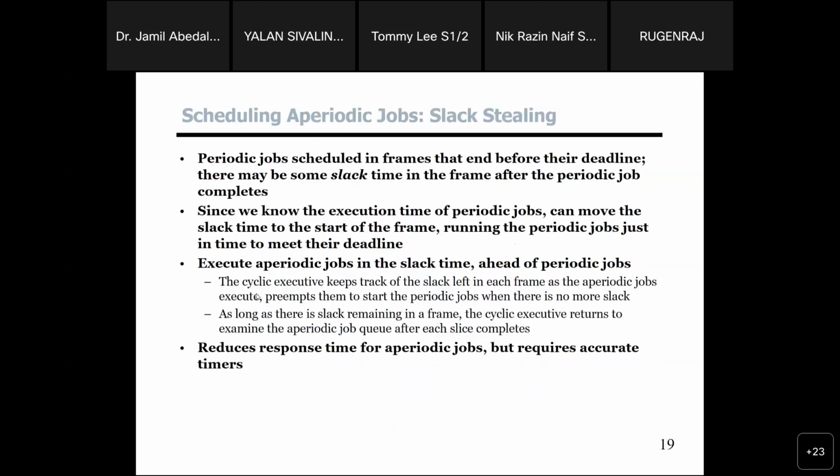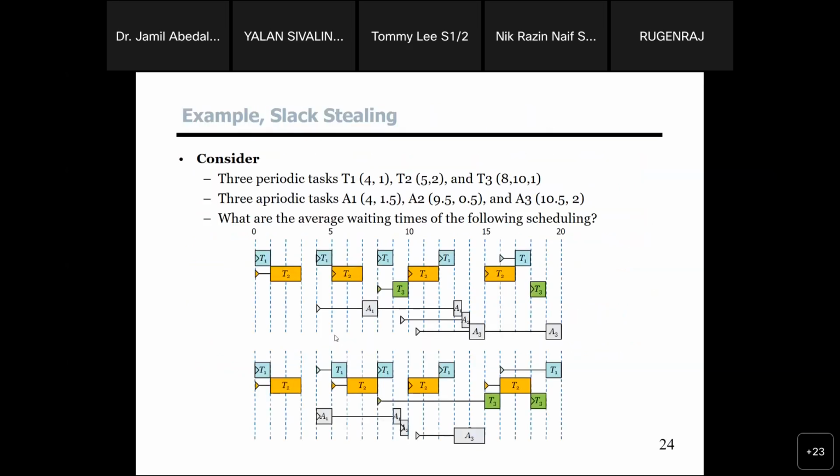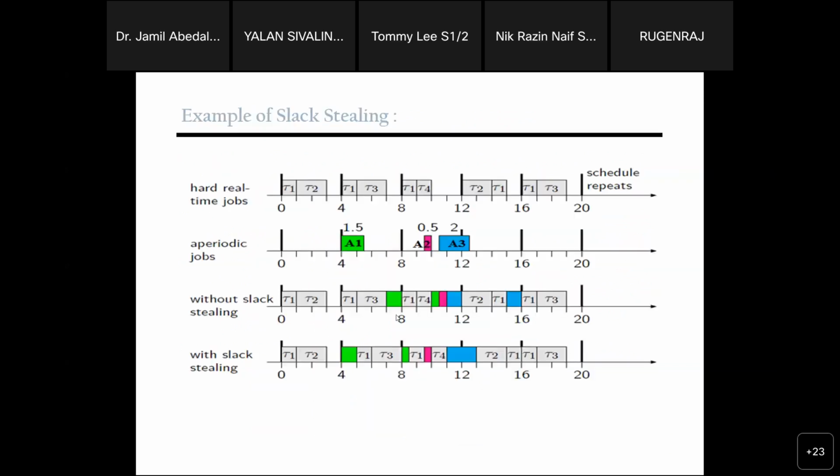Because, as I say here, the cyclic executive kept track of the slack left in each frame as the periodic job executed. Preempt them to start the periodic jobs when there is no more slack. Okay. So here, the slack time, but we move the slack time to the beginning of the frame. See here the slack. We move it to the beginning to execute the aperiodic.